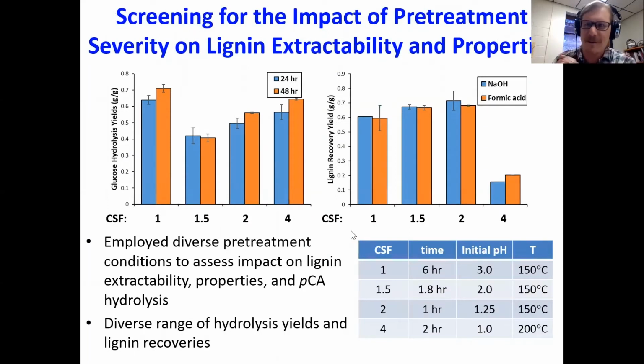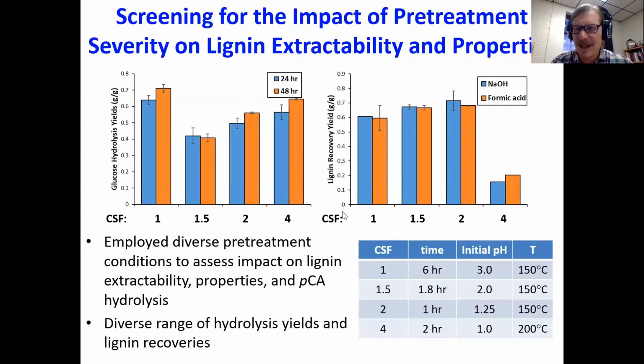So the next thing that we did was we looked at, and we've done other things with that study as well, but this was just some of the highlights. So the other thing that we did was looked at the impact of pretreatment severity on lignin extractability and properties. So in this one, we subjected a hybrid corn stover to a range of different dilute acid pretreatment conditions, and then looked at the solubility or extractability of the resulting lignin.